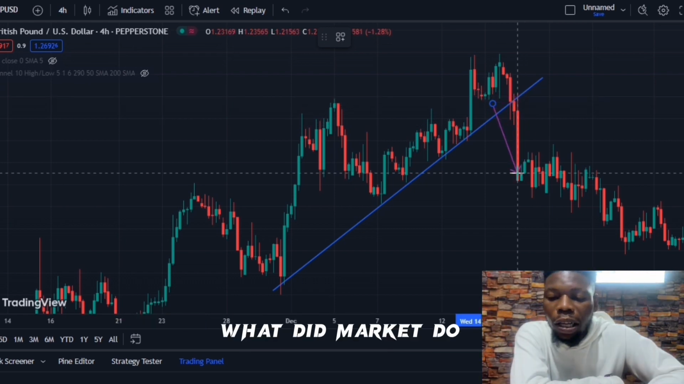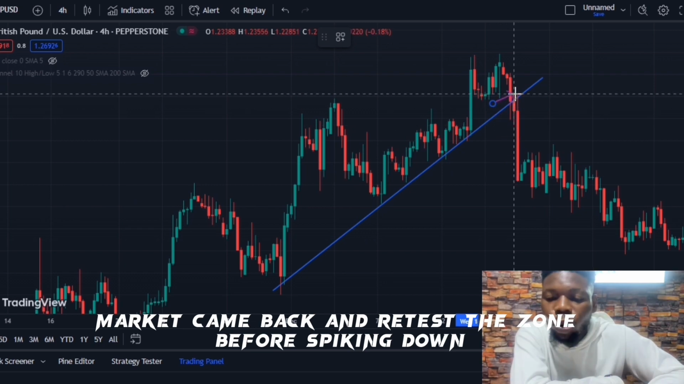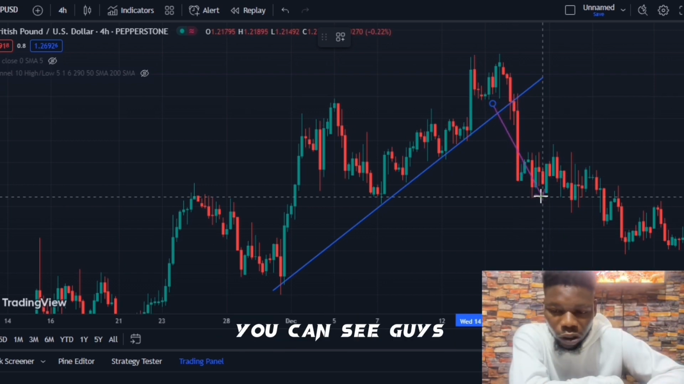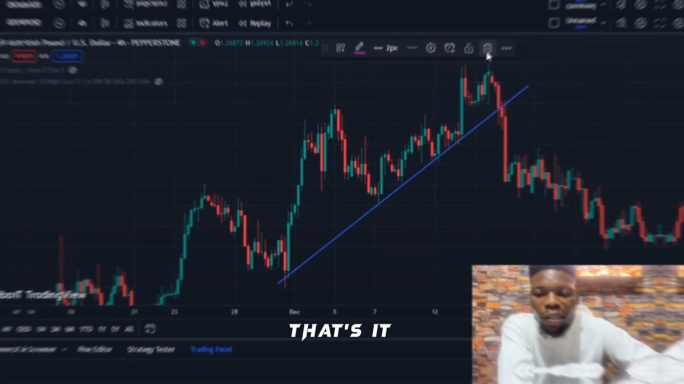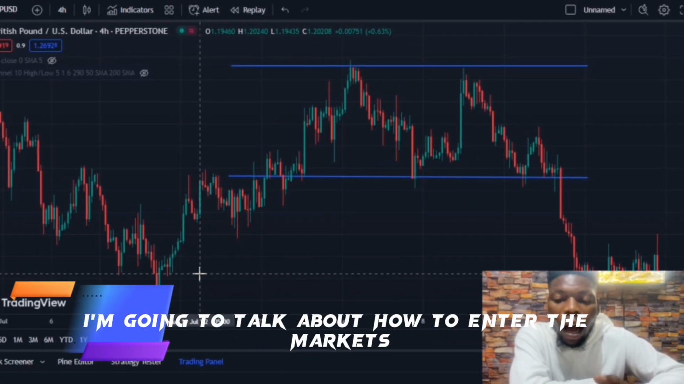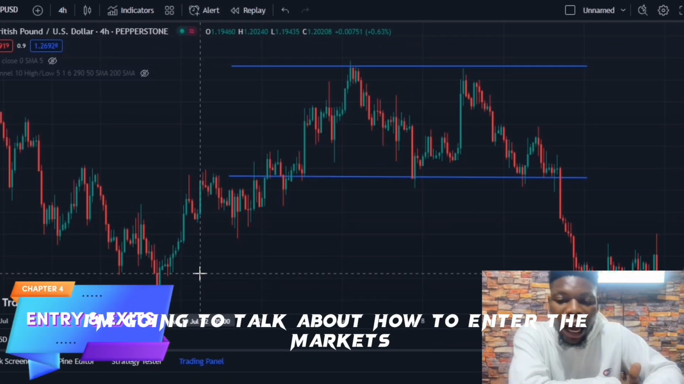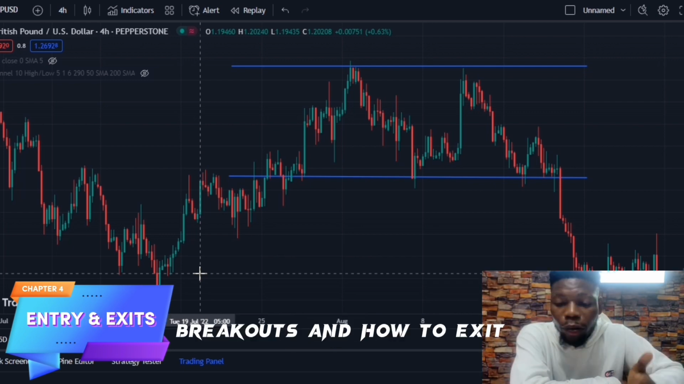What did the market do? The market came back and retested the zone before spiking down. You can see, guys, that's it. Now guys, we're going to talk about how to enter the market when trading breakouts and how to exit.